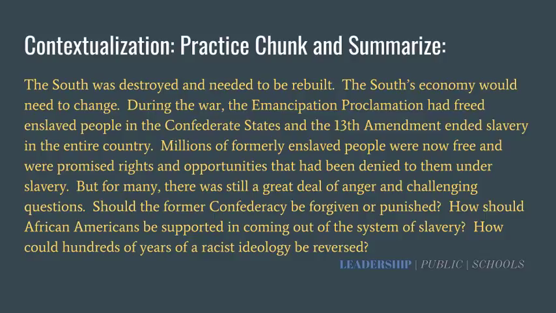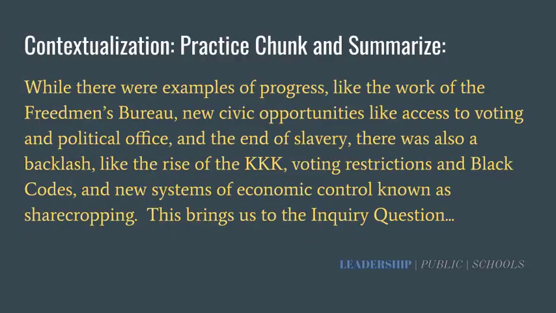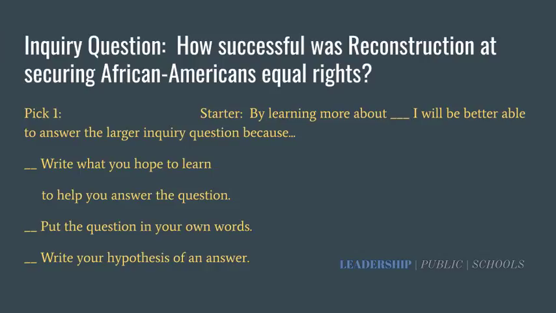Should the former Confederacy be forgiven or punished? How should African Americans be supported in coming out of the system of slavery? How could hundreds of years of racist ideology be reversed? While there were examples of progress, like the work of the Freedmen's Bureau, new civic opportunities, like access to voting and political office, and the end of slavery, there was also a backlash, like the rise of the KKK, voting restrictions, and the Black Codes, as well as new systems of economic control known as sharecropping. This brings us to the inquiry question. How successful was Reconstruction in securing African Americans equal rights?